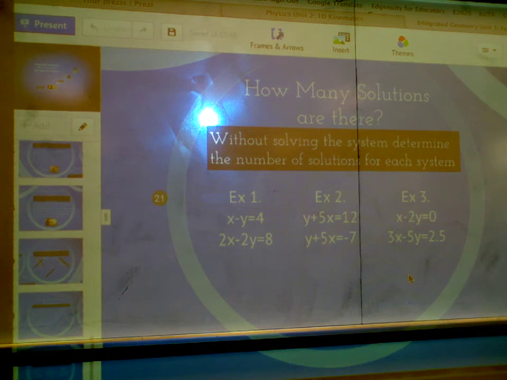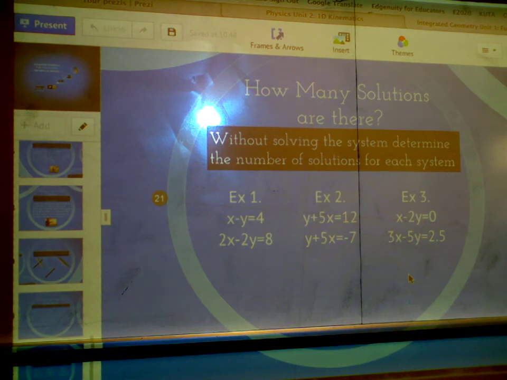Put it into y equals mx plus b form? So you said, Faith? Okay. And then compare the slopes and the y-intercepts. So take each of the 3 equations and rewrite them in y equals mx plus b form.